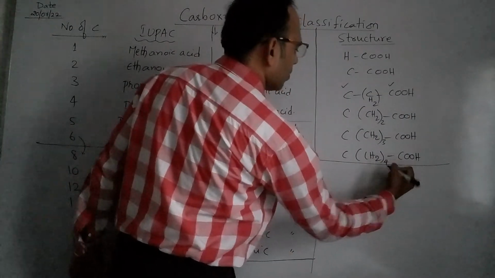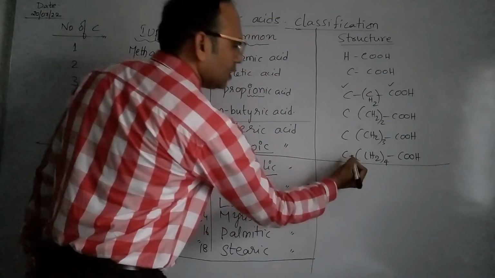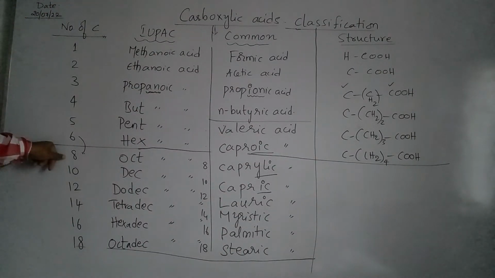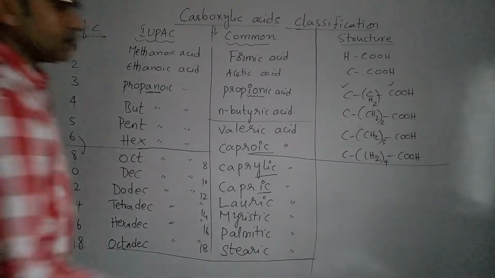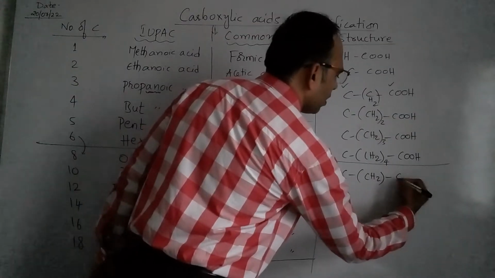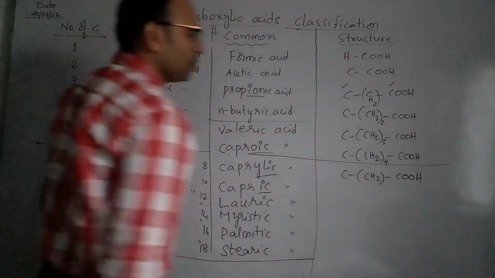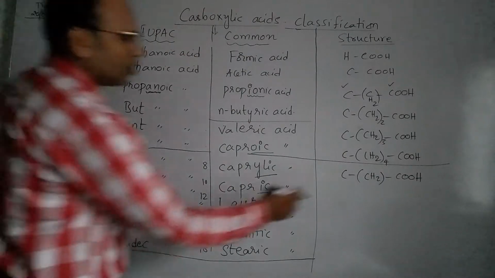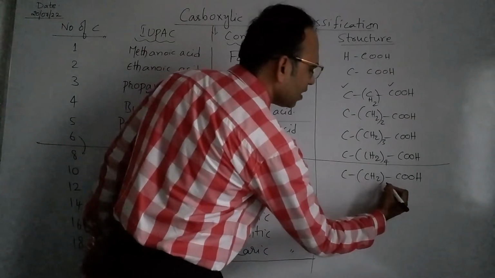So 4 is completed. Later, the number has increased here. Instead of 7, you have 8, then even numbers, 10. For that, again take CH2 and COOH. So, total number of carbons is 8. Already 2 are completed. Remaining we are having 6.